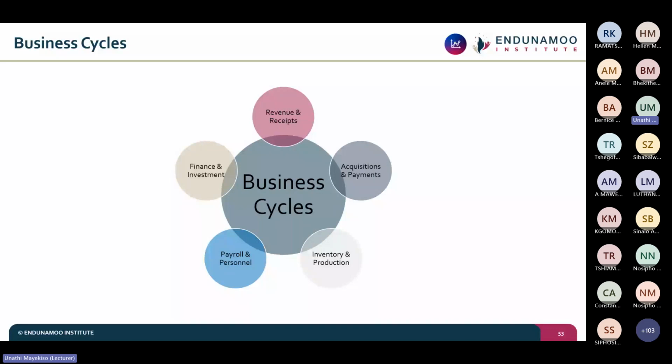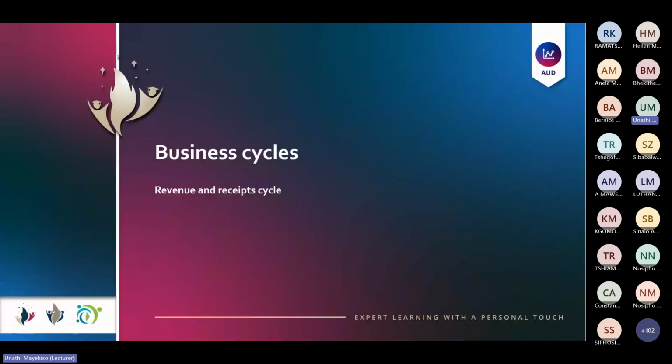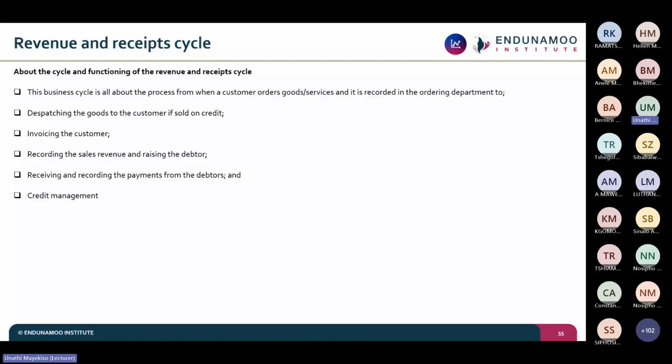That's what I'm assuming. So I am moving to the revenue and receipts cycle. Your revenue and receipts cycle is a big cycle because it's got quite a few components in it, but it basically deals with the process of a customer who orders and buys goods or services from an organization or from a shop or from a company or wherever.